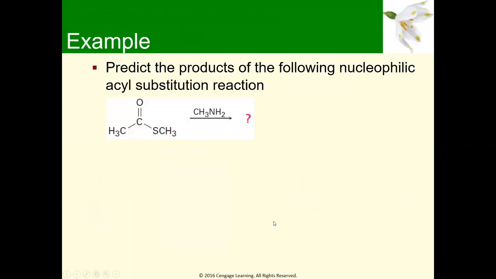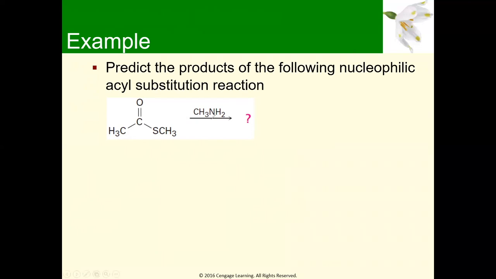Okay, so let's do an example. We want to predict the products of the following nucleophilic acyl substitution reaction. All right, so we've got a thioester. This is a carbonyl that's connected to a sulfur that's got another R group on it, which is more reactive, less stable than an amide. So it will substitute with this amine to give us the amide. And really all I expect of you is to know the final product, but I'll do a little bit of the mechanism as I talk about the answer here.